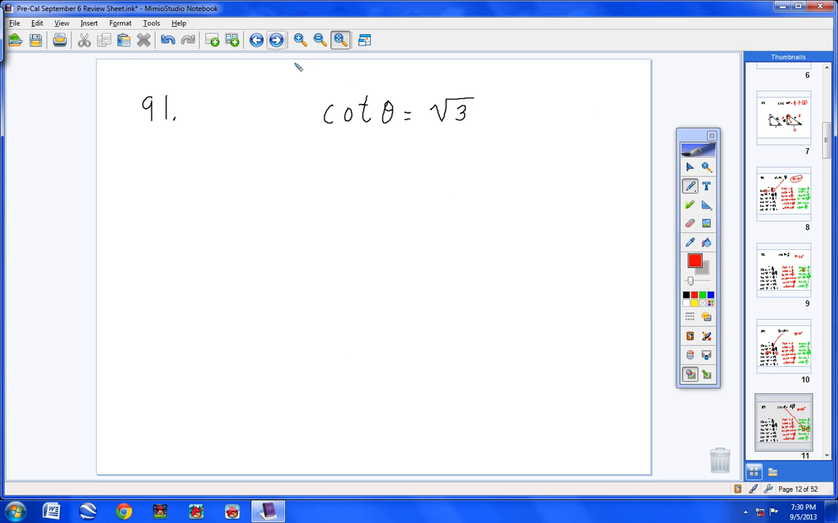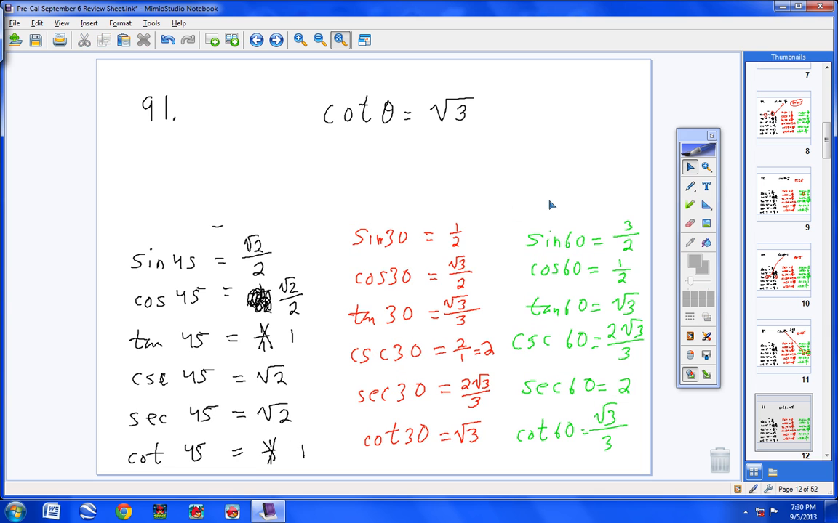And the last one in this section, number 91, let's go ahead and paste our stuff here. There we go. An angle, when you take cotangent of it, gives you square root of 3. There it is, right here. This one right here. The cotangent of 30 gives you square root of 3. So theta has to be 30. So theta equals 30 degrees.